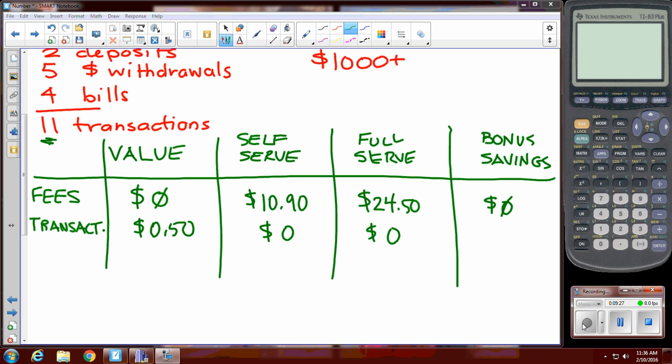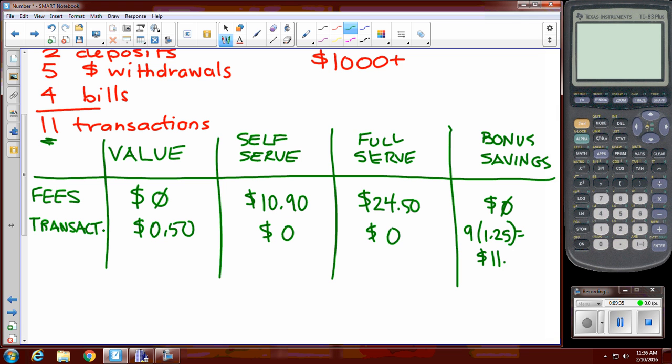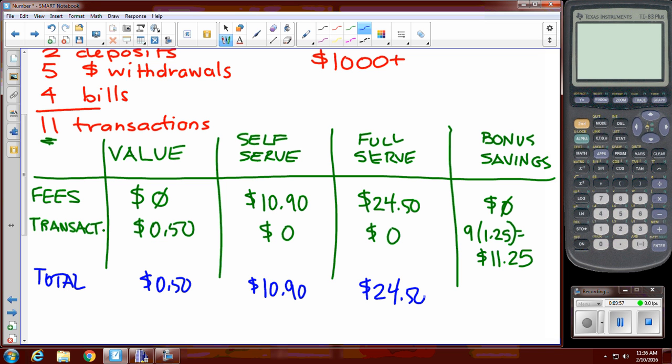So she's actually going to have to pay 9 times $1.25 per transaction. So this is actually going to end up costing her $11.25. So if we were to do the totals for each bank account, this guy is only going to cost her 50 cents based on what she did this month. This guy is going to cost her $10.90. This guy will cost her $24.50. And the bonus savings account is going to cost her $11.25. So those are fees for each of those accounts based on the information they provided.